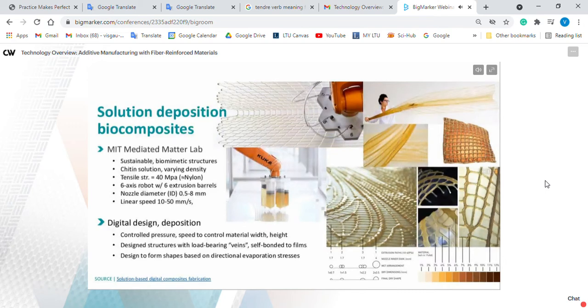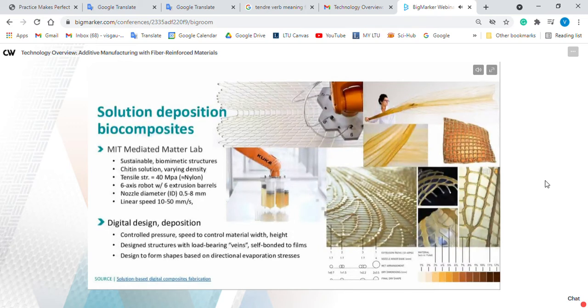And they took a KUKA robotic arm, they put a deposition end effector on it, and you can see these 6 barrels that they have. And the different colors in those barrels are different density solutions, right? So at the very bottom, you'll see that scale from 1% to 12% of chitin mixed with acetic acid and water, and it gives these gels. And they print these gels in patterns.